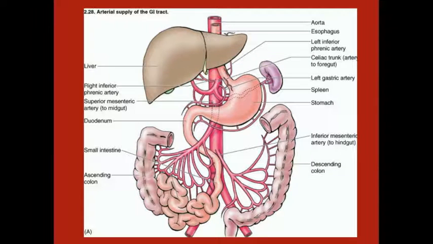It gives off two more branches, that being the right gastric artery, which supplies your greater curvature around here, and then also the right gastroduodenal artery, which supplies the distal stomach and the duodenum. And then after that, it finally goes to the liver as the proper hepatic artery. So when we're talking celiac trunk, we're talking about the stomach, duodenum, as well as the spleen and the liver.